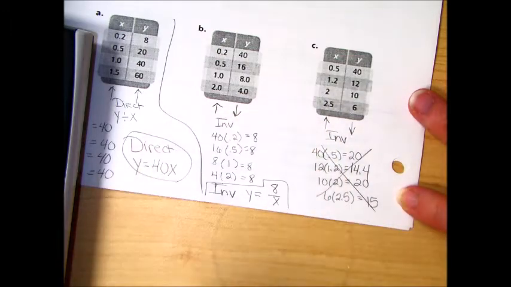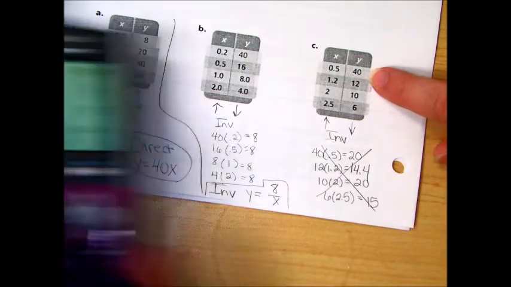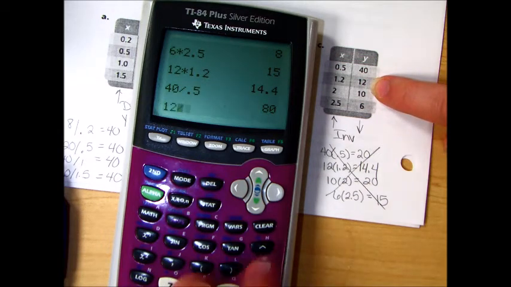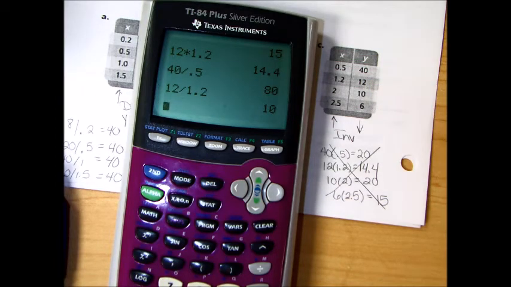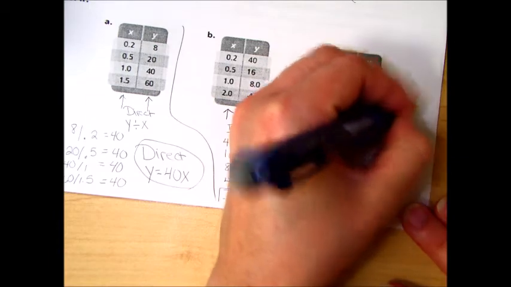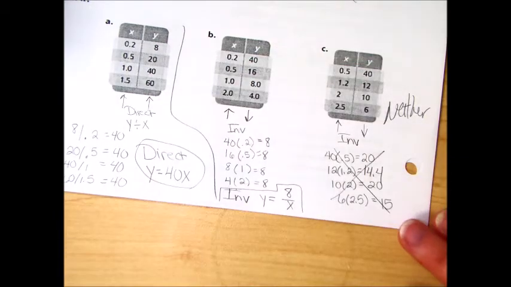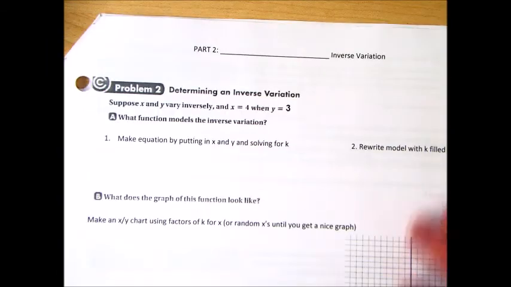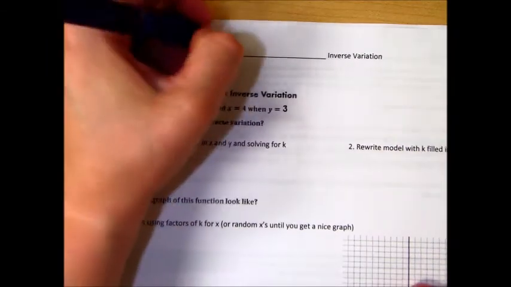This cannot be inverse. And if you wanted to test for direct, you would take all these y's, like 40, and divide by the x's. But you can see that when we do that, we don't get the same thing consistently either. So this is a neither problem. Okay, no equation then.